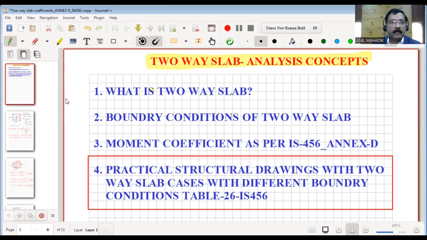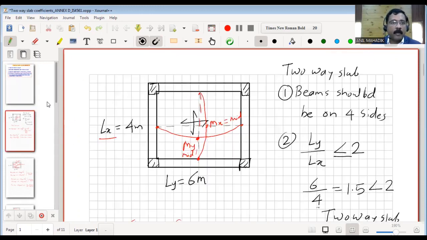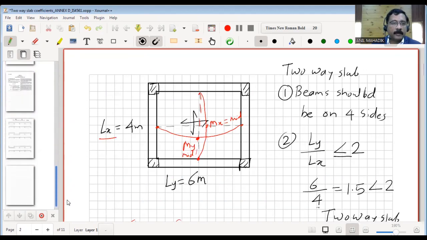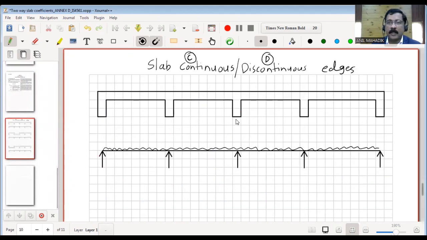Before going ahead for the practical problem, we will clear certain concepts regarding this. Let's say this is a continuous slab, which is supported on these beams. These beams are nothing but the supports. If you draw the loading diagram, it will look like this. These arrows mean these are the beams which are supports, and this is a slab with a loading on it.